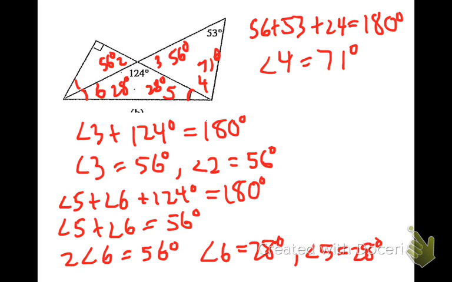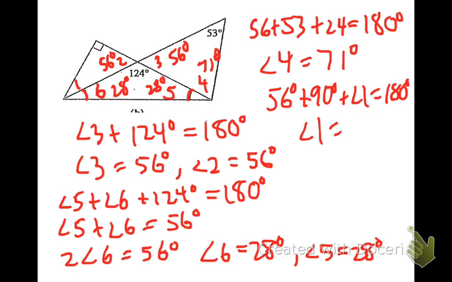And we can do the same thing with angle 1 on the other side. We can do 56 plus 90 plus angle 1 equals 180. So that's going to be 146 subtracted from 180. So angle 1 will equal 34 degrees. All right, any questions? Okay, good.